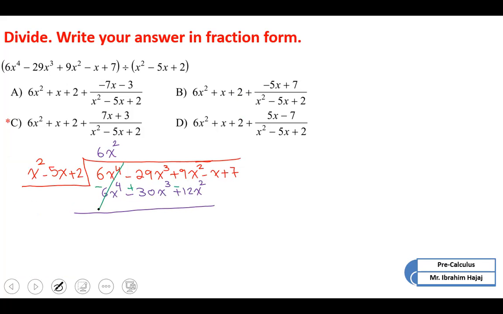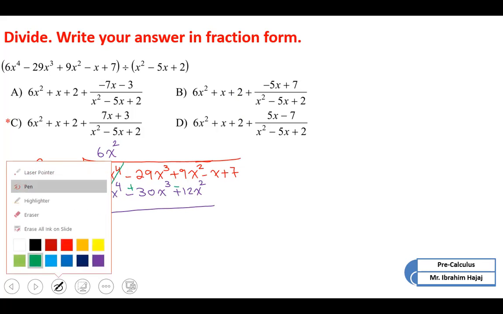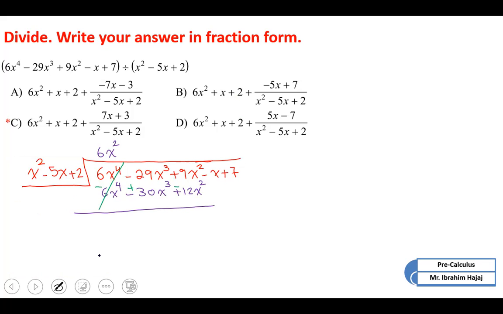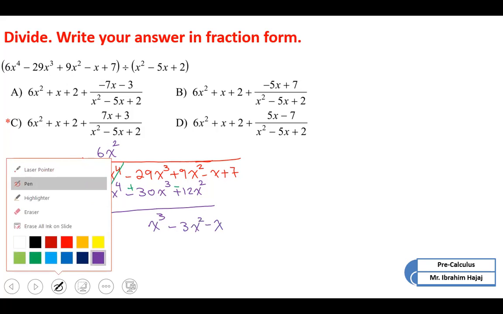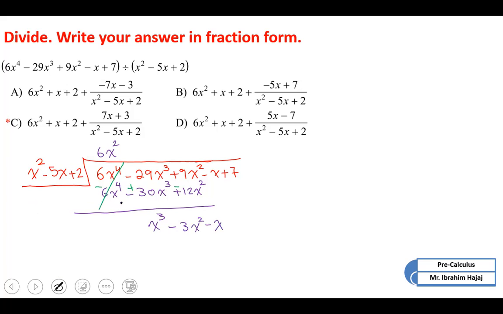Then cross out 6x to the 4th together, and 29 plus 30 gives us 1x cubed. And then 9 minus 12 is negative 3x squared, and drop down the negative x. Next is to find what? Only plus x, because x times x squared gives x cubed, and x times negative 5 is negative 5x squared, and here plus 2x.